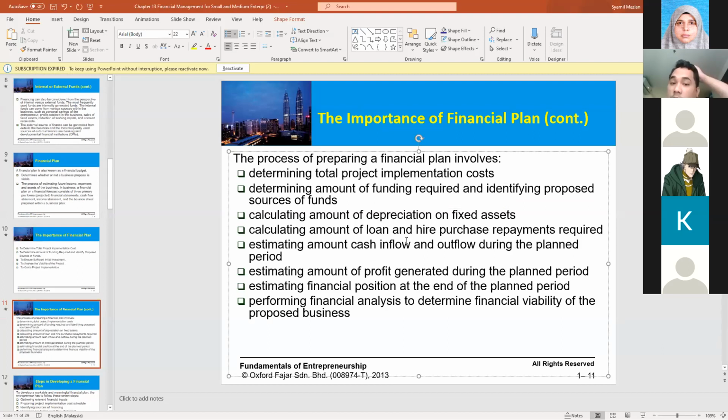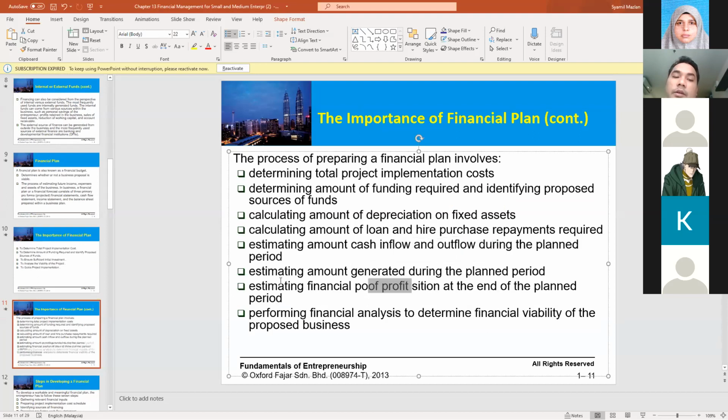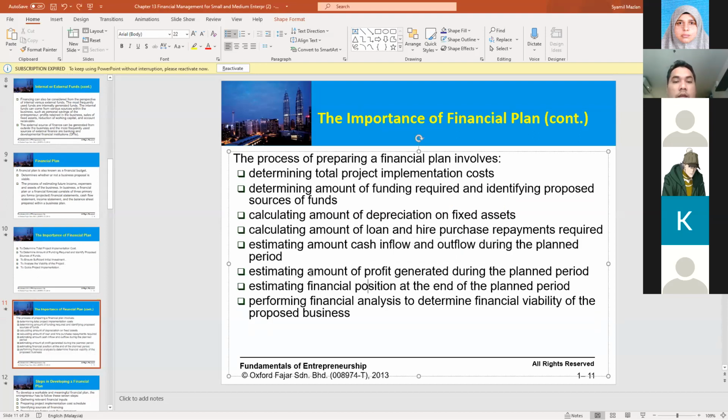So the financial plan covers the implementation cost, funding required, amount of depreciation and fixed cost, amount of loan and hire purchase repayment required, and amount of profit generated during the plan period. For example, if you want to start a business for 3 months. Then estimate the financial position at the end of the plan period, and perform financial analysis.